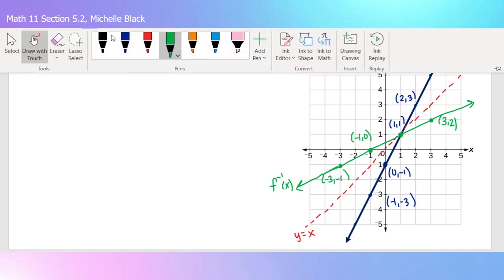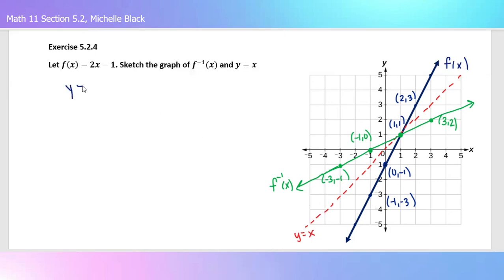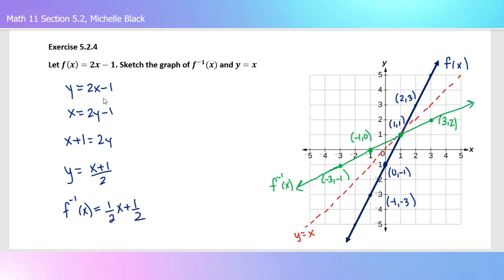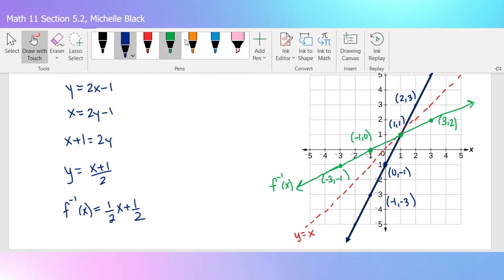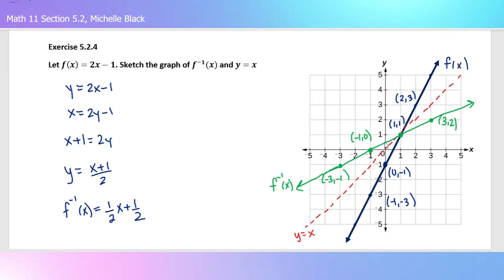Now you could check your work. You could solve this by switching x and y and solving for y. So I get f inverse. I'm going to break this into two fractions. This is the same as 1/2 x plus 1/2. And let's check if this matches our green line. So I should have a y-intercept of 1/2, which I do. And if I go up 1 over 2, look at that, I still end up on this line that we drew.